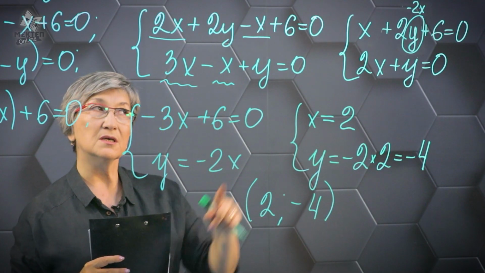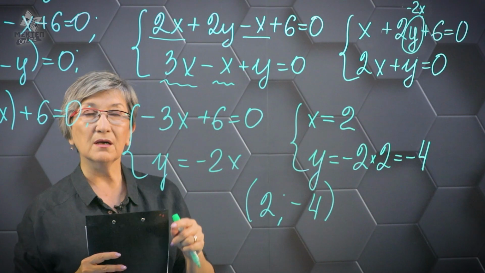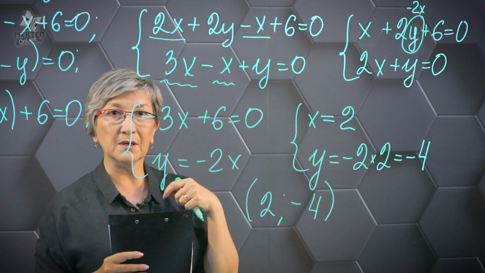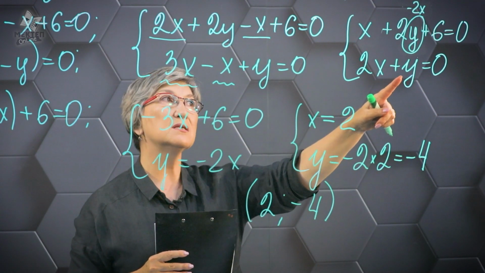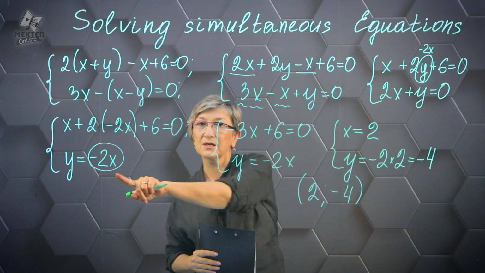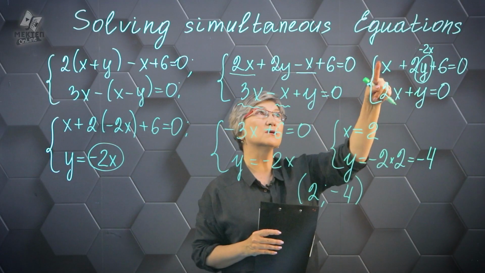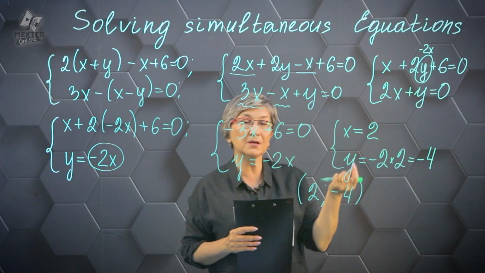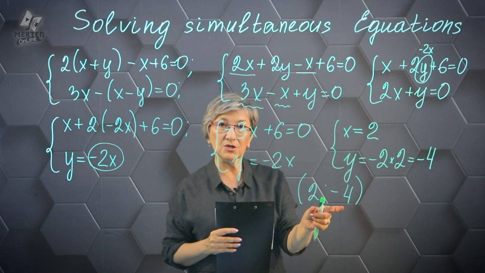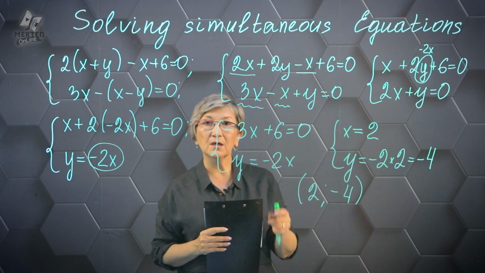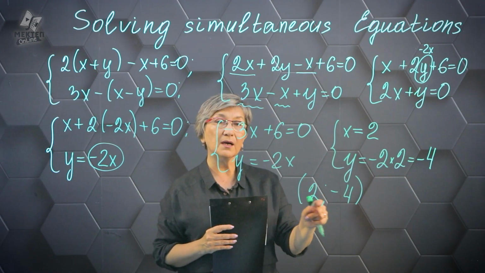You can solve the system of equations by expressing another variable. We expressed the variable y through x. But you can express the variable x in the first equation, and you'll still get the same pair of numbers when you solve it, where x equals 2 and y equals minus 4.